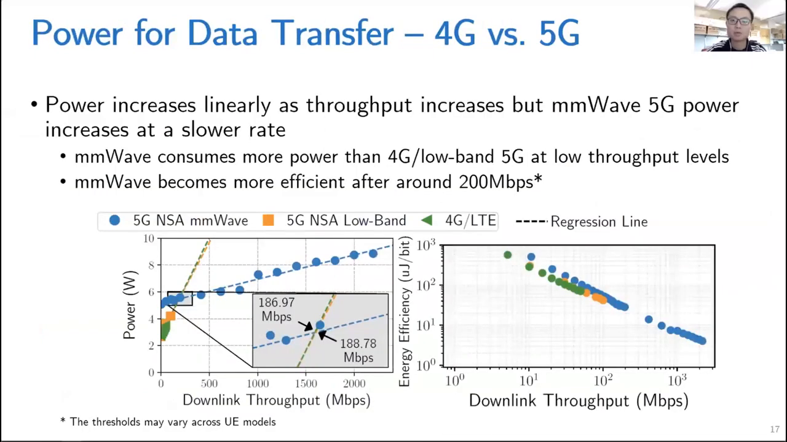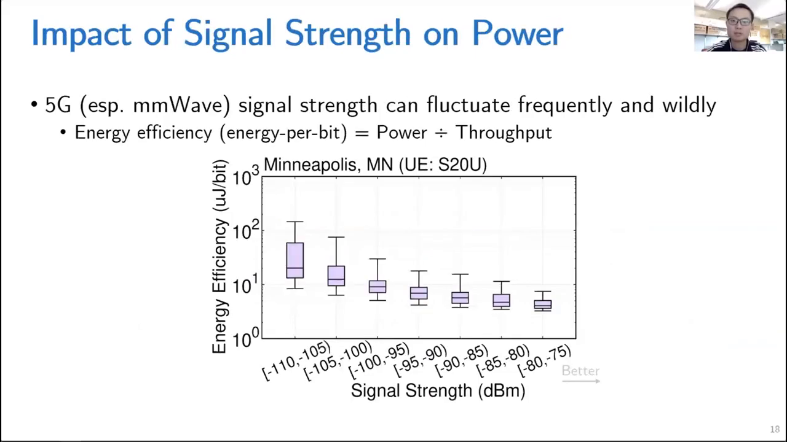From the control experiments where we set different target uplink and downlink throughput during data transfer, we can learn that power increases linearly as the throughput increases, but the power of UE on millimeter wave 5G increases at a slower rate. Basically, millimeter wave 5G consumes more power than 4G and low-band 5G at low throughput levels, but it becomes more efficient after a certain threshold, around 200 megabits per second.